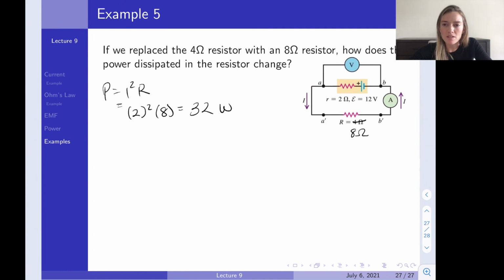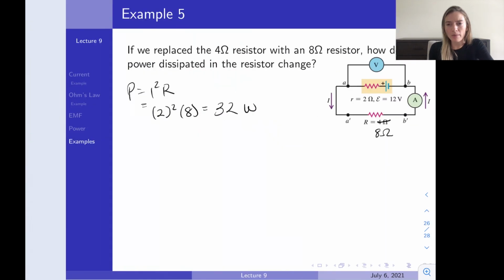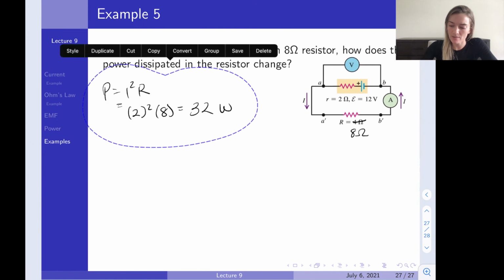But would that really make physical sense? It would not. If you think about it, my battery was outputting 16 watts of power. So how could my resistor dissipate 32 watts? Where did that other 16 watts come from? That doesn't make physical sense. You can't just create energy out of nowhere. So that's an indication that your answer is not correct. The reason this isn't correct is because if you increase the resistance of this resistor, you actually change the current in your entire circuit. So we have to find the new current first before we can figure out the power.